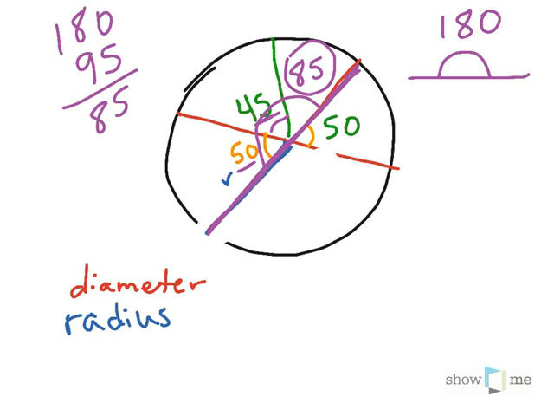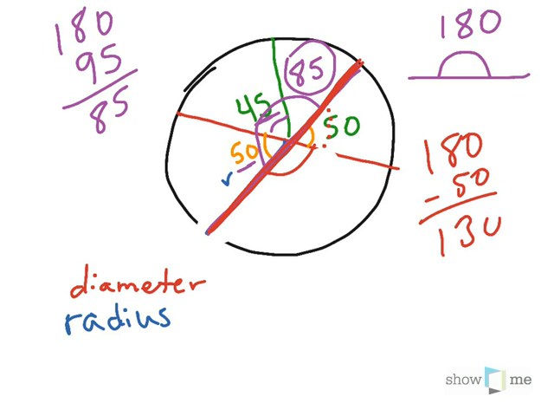Okay, now what about over here? Okay, let's say we want to find this angle right there. Okay, let's think about where we have some straight lines. In fact, we've got a straight line right there. So that's 180. And I already know 50 is right there. So if I take 180 and subtract 50, I'm going to get 130. So this space is 130 degrees.